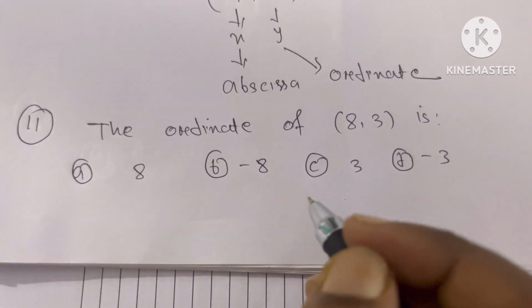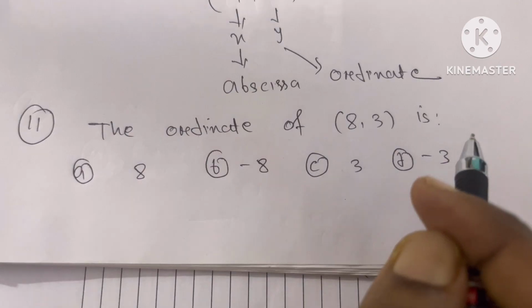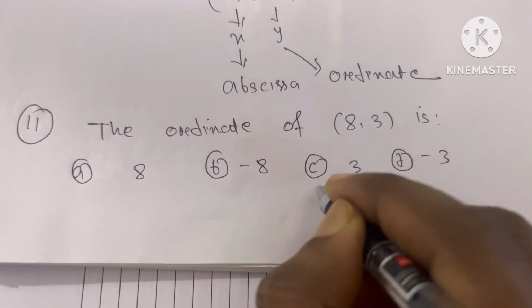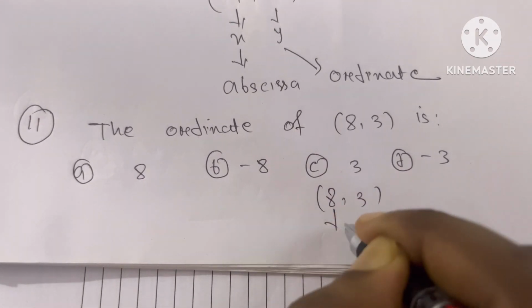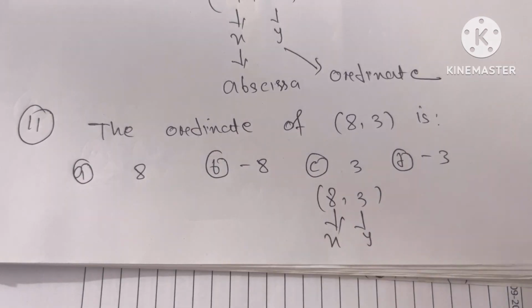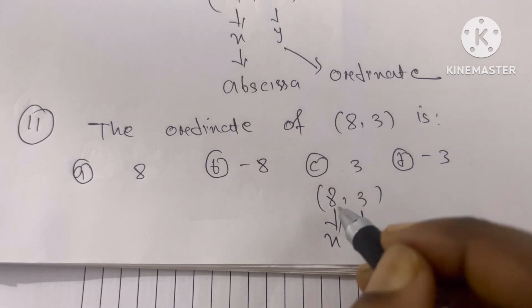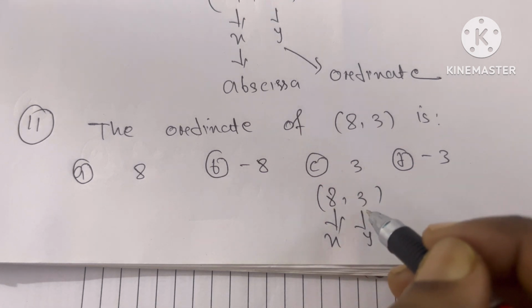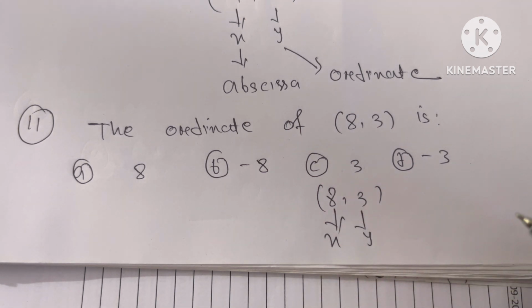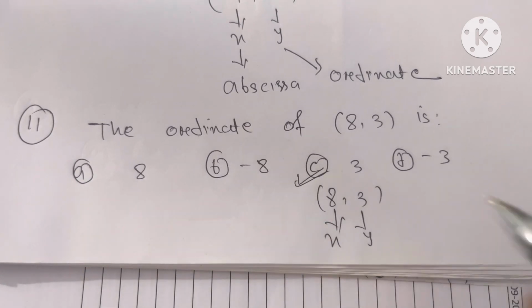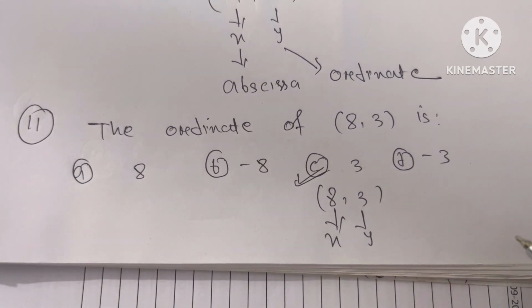Okay, question number 11. The ordinate of 8 comma 3. We already discussed that ordinate means y value. So in 8 comma 3, this is the x value and this is the y value. What is the y value here? Here the y value is 3. In this coordinate, the value of x is 8 and y is 3. So ordinate is called the y value. That's why option C is correct. Okay, very simple.